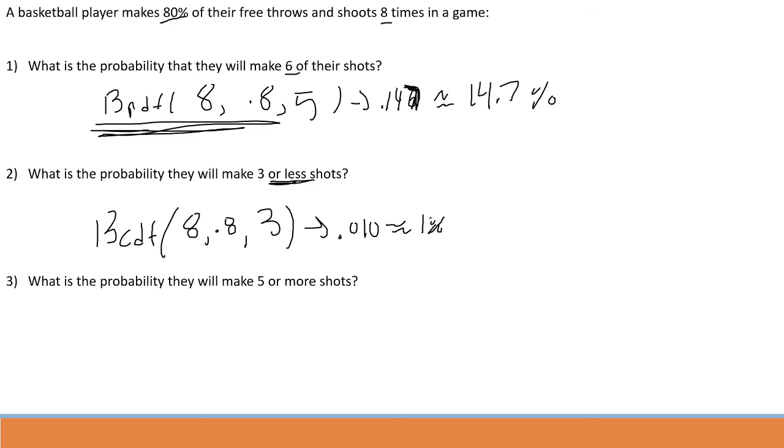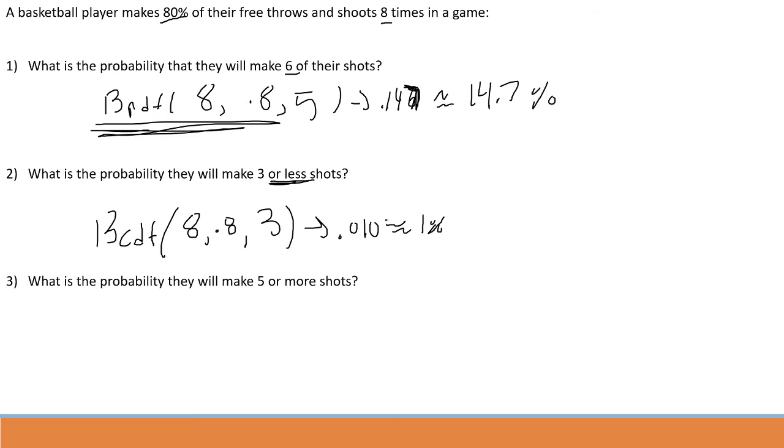okay, well, missing 3 shots shouldn't be that hard. Well, you're right, but he's not aiming to miss 3 shots. I mean, he has an 80% chance to make it. So the chance he only makes 3 or less is going to be pretty small, because an 80% chance means you're going to be making most of your shots, right? And 3 is less than half.